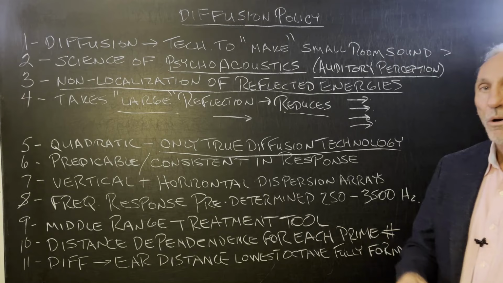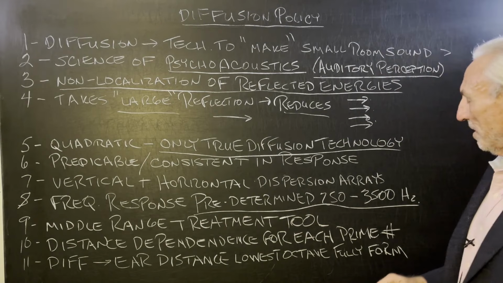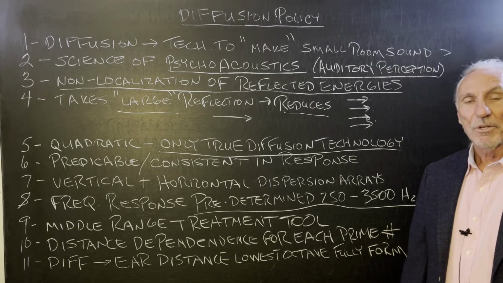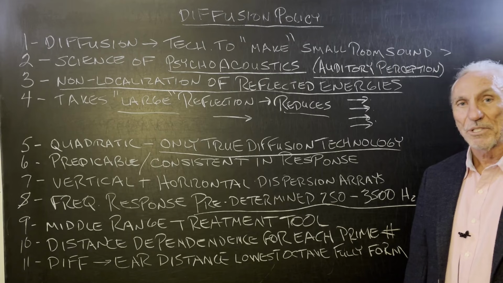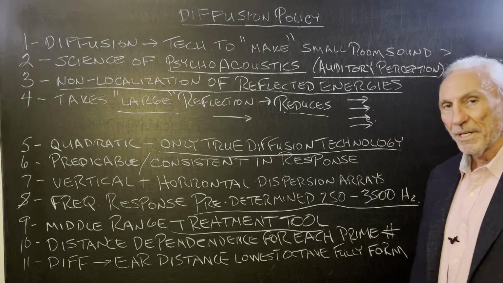Well, some do. The frequency response is predetermined, usually in the 250 to 3500 range. That's where quadratic works, because then the diffusers just get too big. The diffusers get too deep. If you're going to diffuse 100 hertz energy, the diffuser has to be 36 inches deep. Well, that's not practical. Our most popular diffuser, the 13, is 12 inches deep. So you have to give up 12 inches to get the diffusion on that surface area. It's a lot of distance in small rooms. It's a middle range treatment tool. That's what it is. It's not for bass.